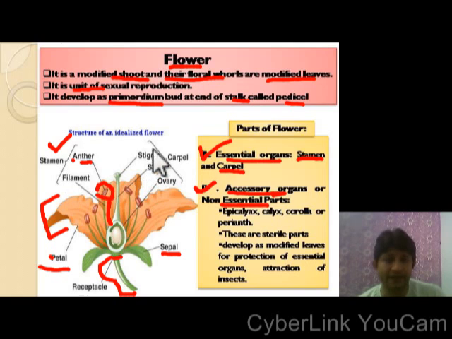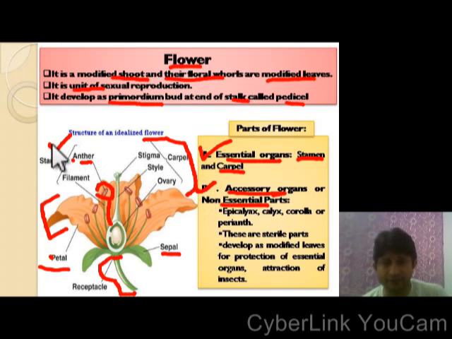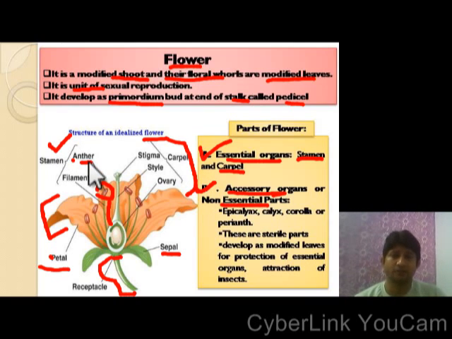And the female part is the carpel. Carpel is made up of three different parts: stigma, style, and ovary. Stigma is the topmost part, which is sticky for the pollens, and style is attached with the stigma and its lower part is attached with the ovary. Ovary is the basal part of the carpel. Collectively, the carpels are known as gynoecium. As we give the collective term to the stamens, it is androecium. This is the brief structure of a flower.